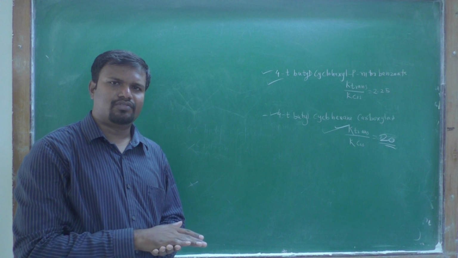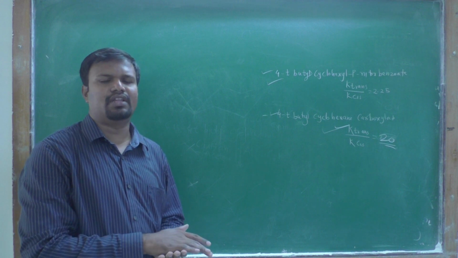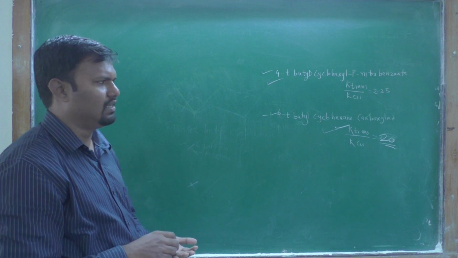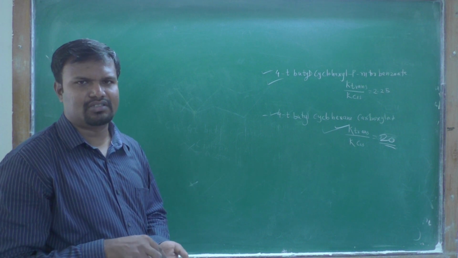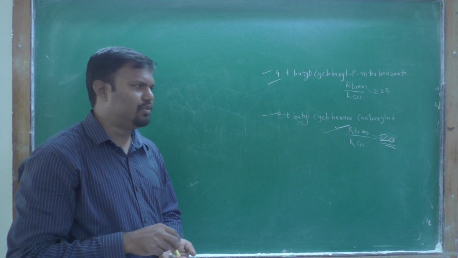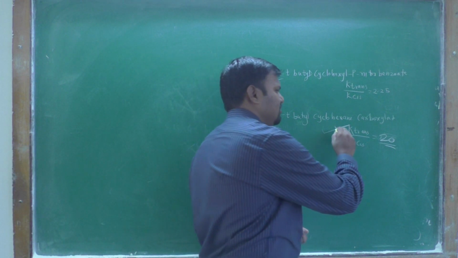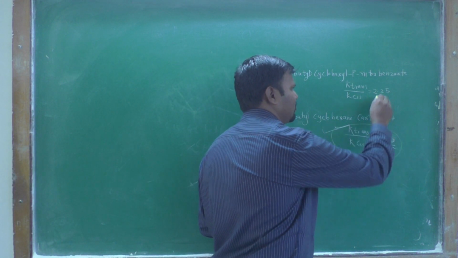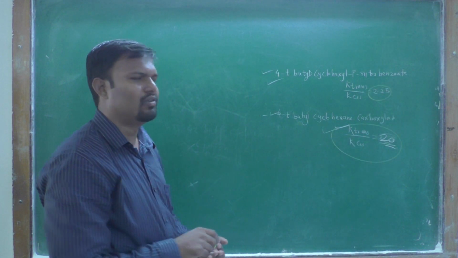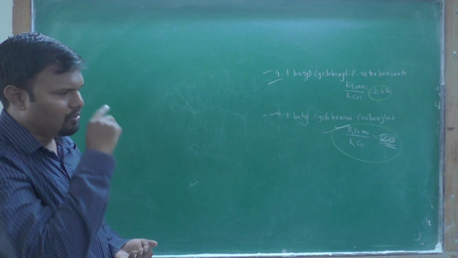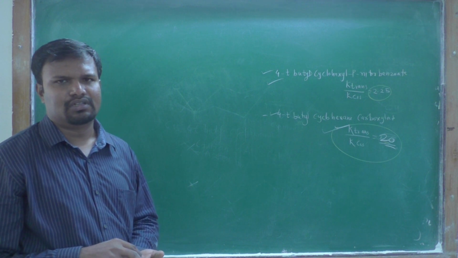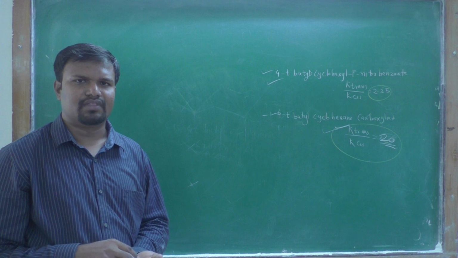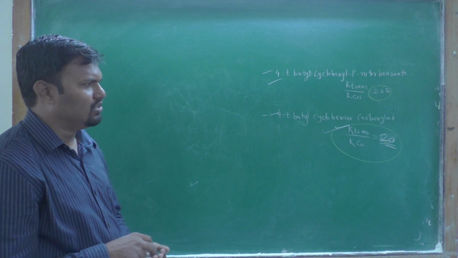Now for the sterically hindered reaction, we will simultaneously discuss these two reactions, and also why the rate in this case is 20 times, and in this case is 2.25, and also why our crowded molecule reacts slowly. We will discuss this in this lecture.